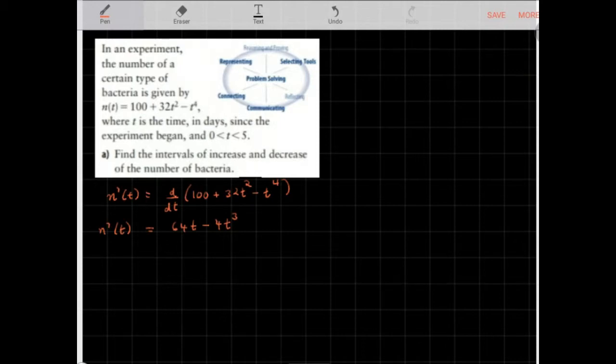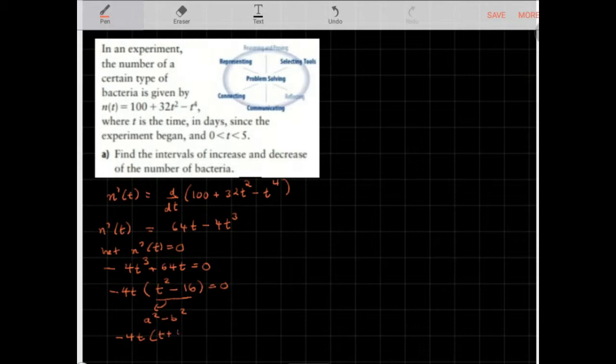Now you want to find the critical numbers. So you let n prime of t, the first derivative function, equal 0. When I do that, I get negative 4t cubed plus 64t is equal to 0. Now you can notice that there is a 4t as the greatest common factor. I'm going to factor out the negative 4t, and you get t squared minus 16 equal to 0. This portion looks like a squared minus b squared, so you can factor this as negative 4t times t plus 4 times t minus 4 equals 0.